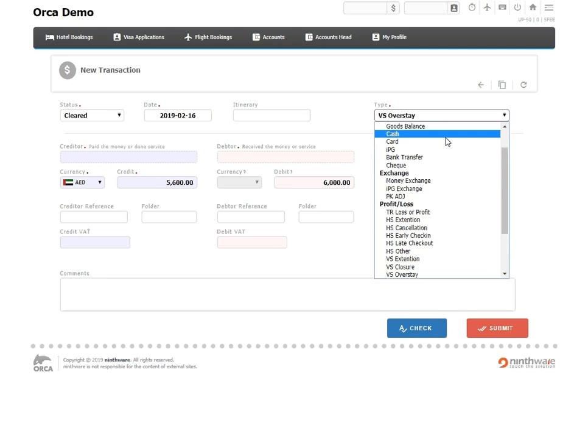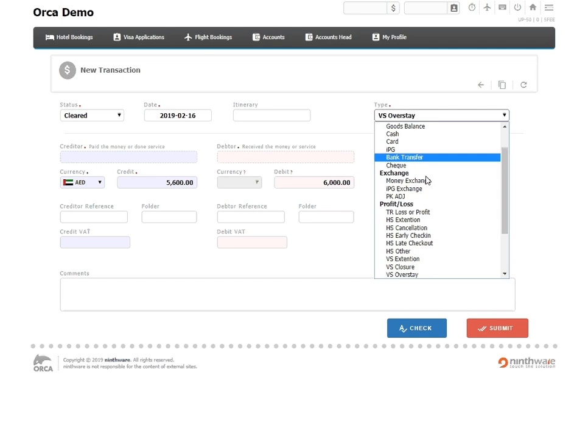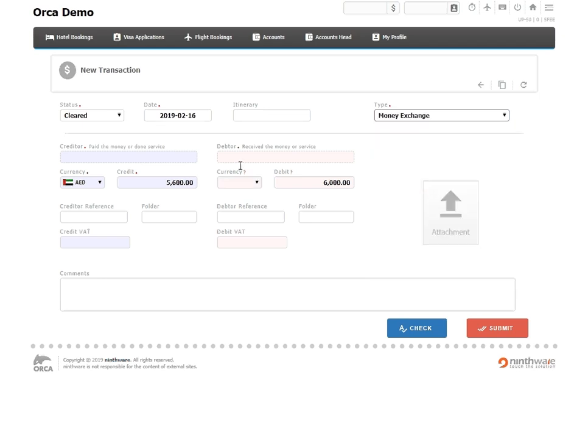Another type that is very important, as you see, the currency still is blocked, is the exchanging. For example, you are doing money exchange. What is it? Your client has to pay you 100 dirham, of course in AED, but instead you have received in your cash on hand, for example, $30.